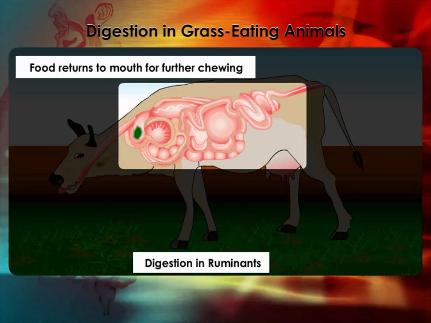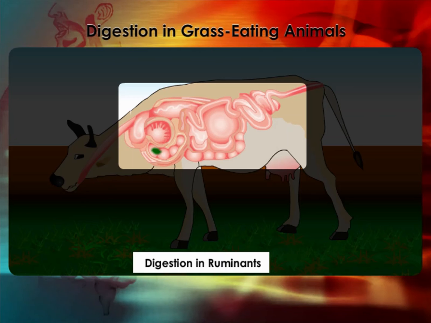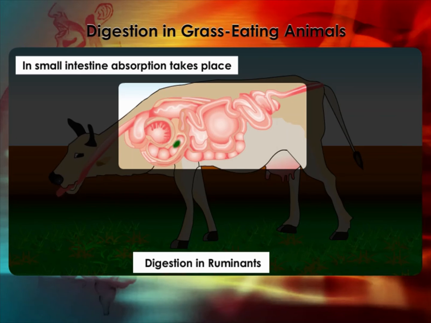From the reticulum, the partially digested food is returned to the mouth for further chewing. After completion of chewing, the food passes to the third and fourth chambers of the stomach, that is, omasum and abomasum. The food is then passed on to the small intestine, where the absorption takes place. The grass that is rich in cellulose gets digested in the ruminant stomach by means of certain bacteria that are present in the sac-like structure between the small and large intestine.